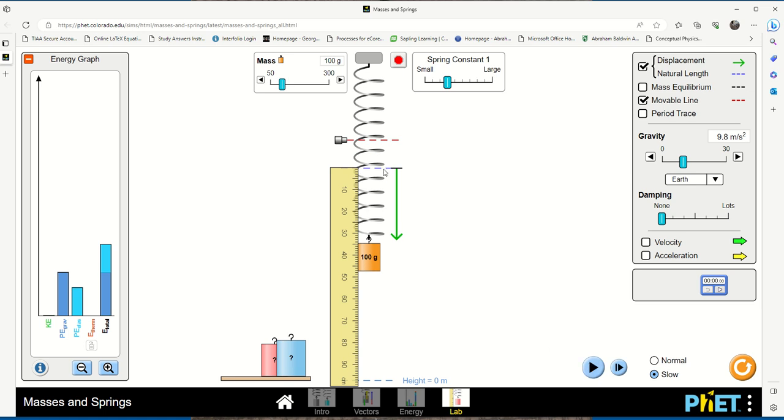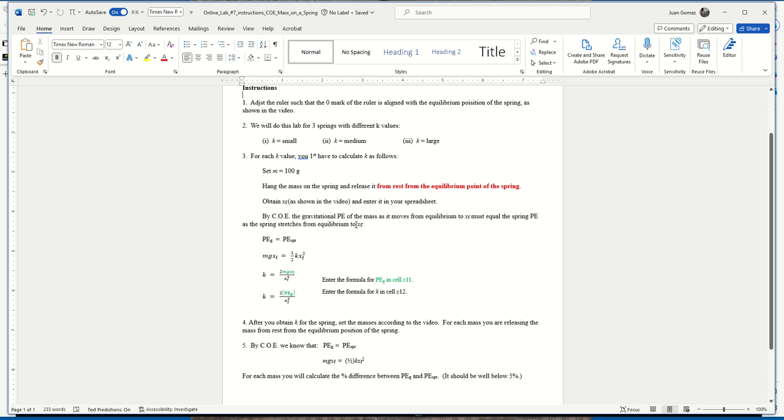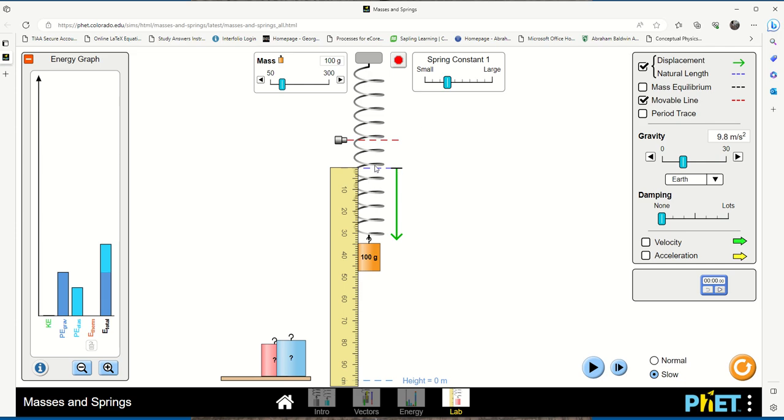Now, what happens is the spring has now stretched a distance we're calling XF. By conservation of energy, the gravitational potential energy of the mass changes as it moves from the equilibrium position to some other position at XF. The spring potential energy has also changed, because the spring is now being stretched a distance of XF, which is given by the green arrow. We're going to get that using the movable line in just a second. But let's look at the physics.